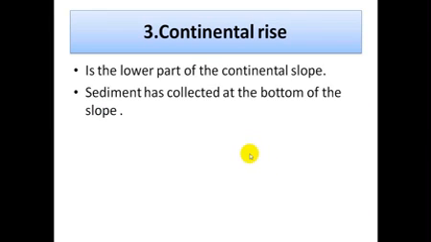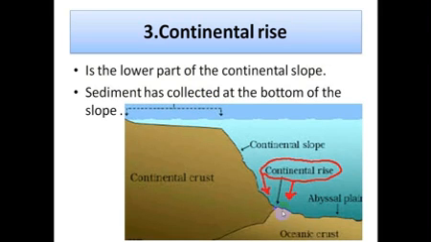The third part of the ocean floor is called continental rise. The continental rise is the lower part of the continental slope, the base of the continental slope. In this part, sediment collects at the bottom and makes this shape here. This part is called continental rise. So the base looks like an L shape. The base of the continental slope, we call it continental rise.